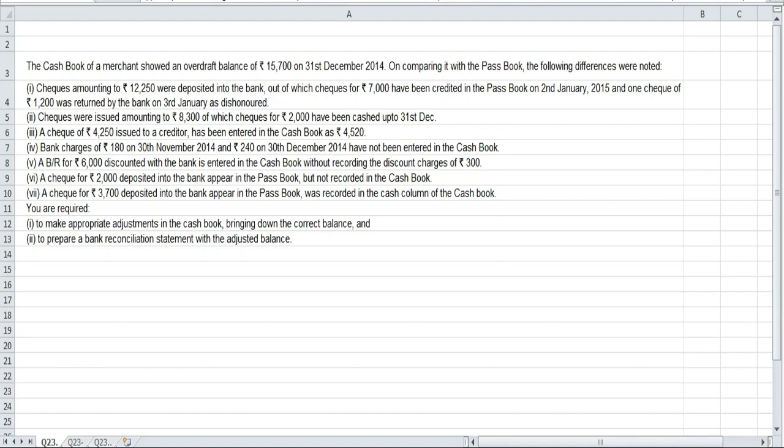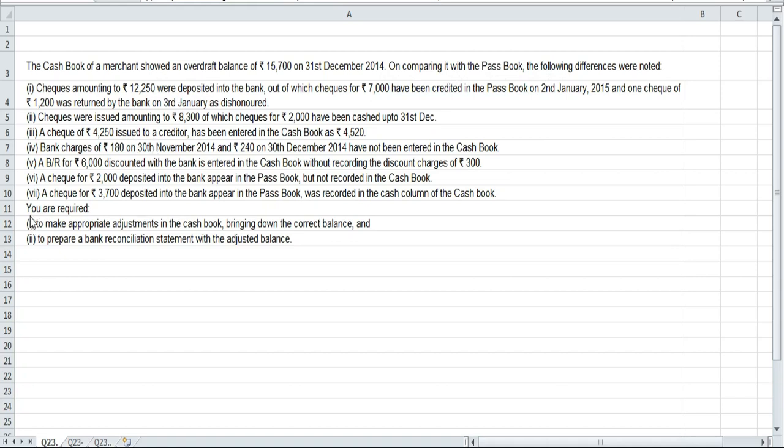Hello students, we're doing question number 23 from your chapter Bank Reconciliation Statement, and here is what the question says. The cash book of a merchant showed an overdraft balance of 15,700 rupees on 31st December 2014. On comparing it with the passbook, the following differences were noted. So these are the differences that were noted.